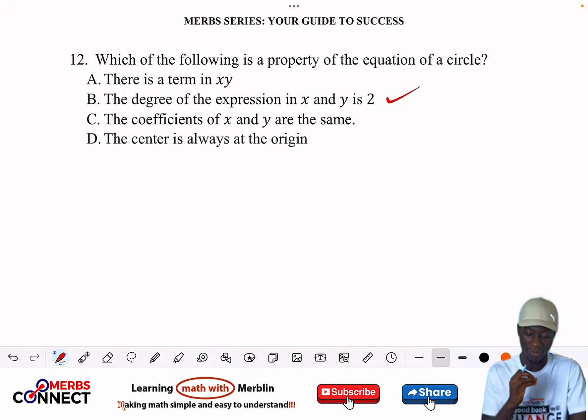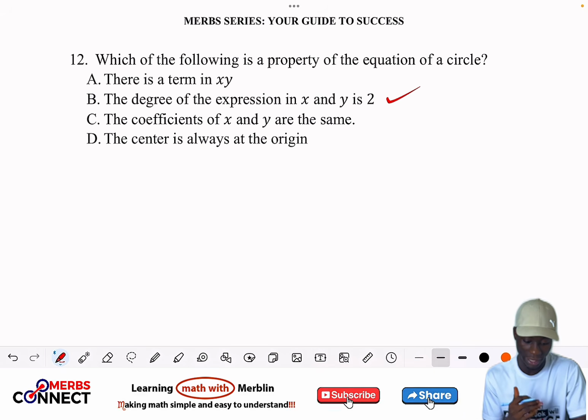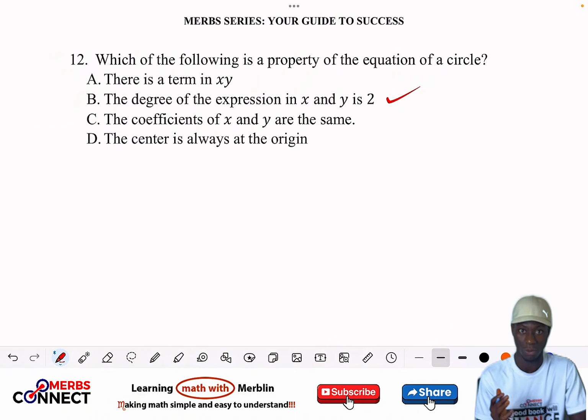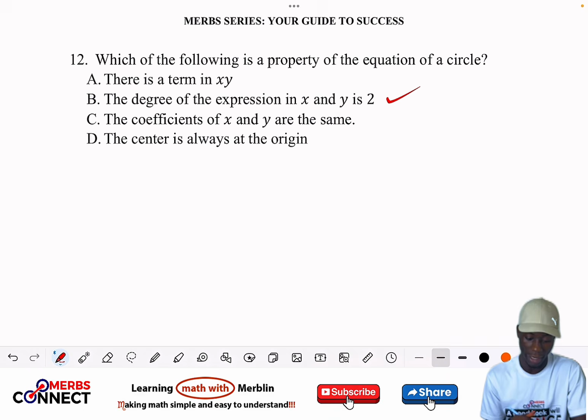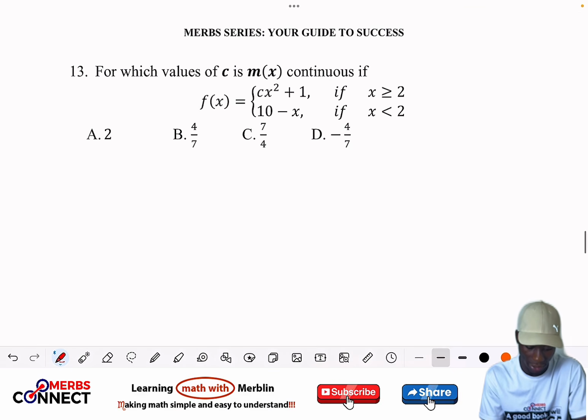Because we know that the degree of x and y is 2. We don't have any term which is xy. And the coefficients of x and y are not guaranteed to be the same all the time. It can change. And the center, we can have a center which is (2, 3), not always (0, 0). So we get it from there.